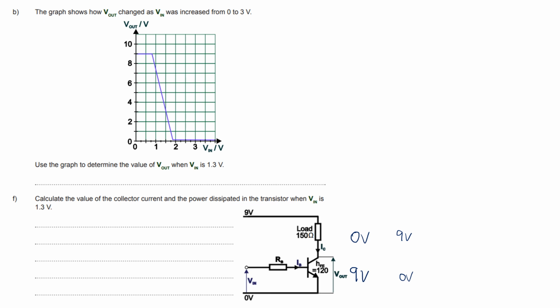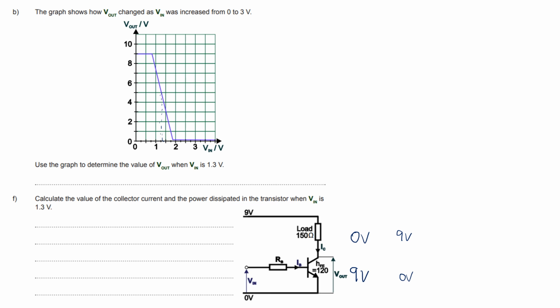But anyway, what it's saying is use the graph to determine V out when V in is 1.3 volts. Well, 1.3 volts, let's just dot up. That's probably too high actually. That's 1.5, that's 1.25, maybe about 5-ish volts, something like that. I think the mark scheme's done it slightly differently to that. But anyway, maybe about 5-ish volts, I think.